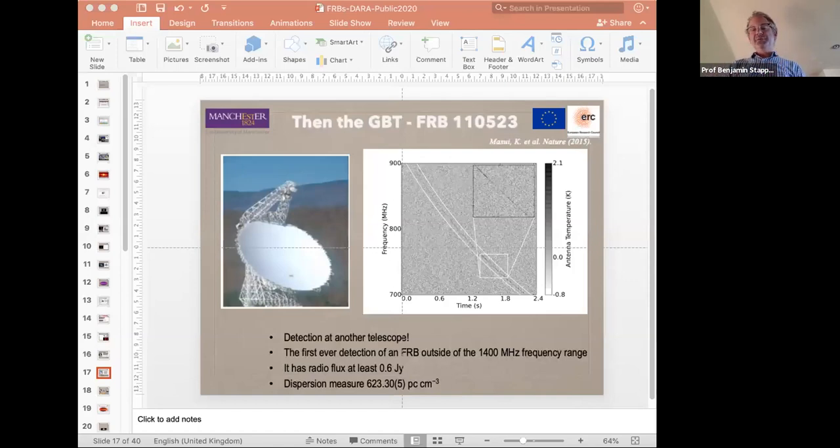So there's a big question about whether all of the sources repeat or not. I heard a number the other day from the CHIME people, and the CHIME people have more than 700 fast radio bursts. They've not published them, but they have more than 700 apparently. And I can't tell you the number because I don't know whether I'm allowed to tell you the number, but it seems pretty interesting in terms of the number of repeaters that they've seen.